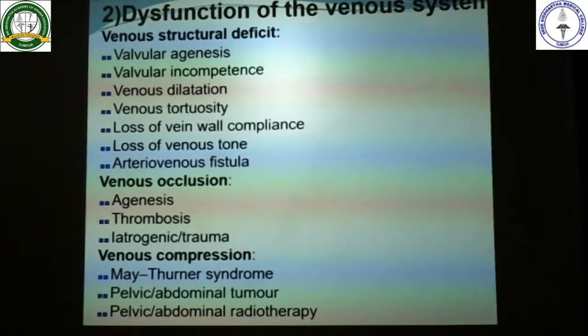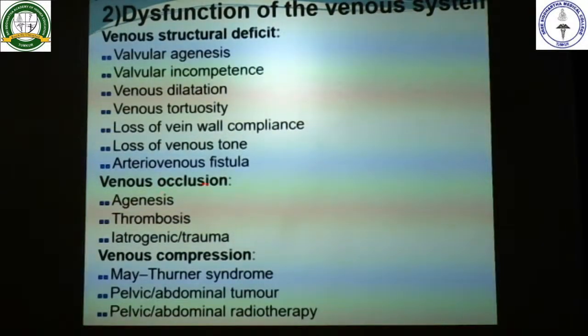Some of the venous structural defects, that means those related to the veins, the defects within the veins, are because of a variety of causes like valvular agenesis, valvular incompetence, venous dilatation, venous tortuosity, loss of vein wall compliance, loss of venous tone, or AV fistulas, arteriovenous fistula. So these are all factors in relation to the venous wall.